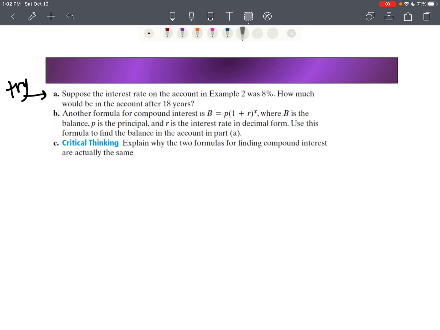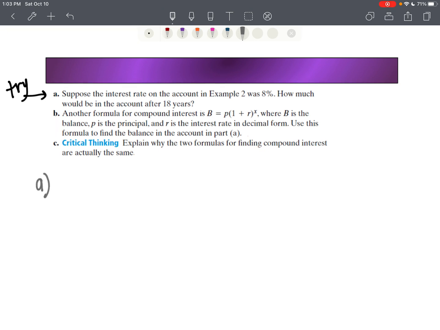B, another formula is B equals P times 1 plus R raised to the x power. B is the balance, P is the principal, R is the interest rate in decimal form. Use this formula to find the balance in part A. And then explain why the two formulas are actually the same. So go ahead and press pause, see if you can come up with the answer, and then press play, and I'm going to do just a little bit of explaining here.